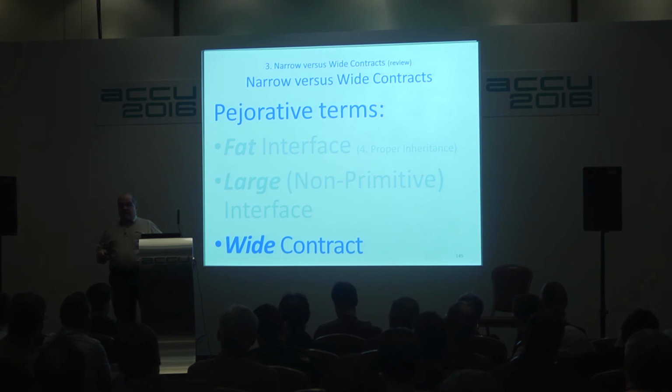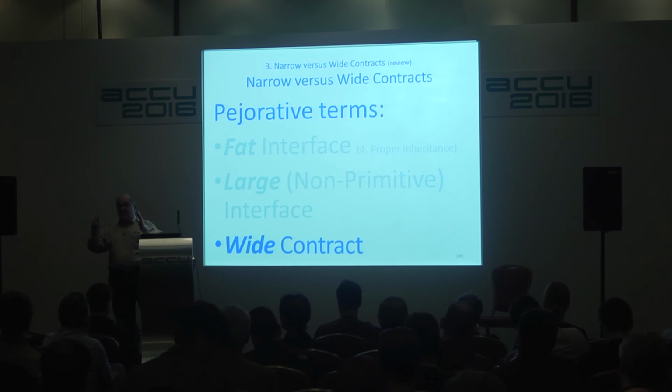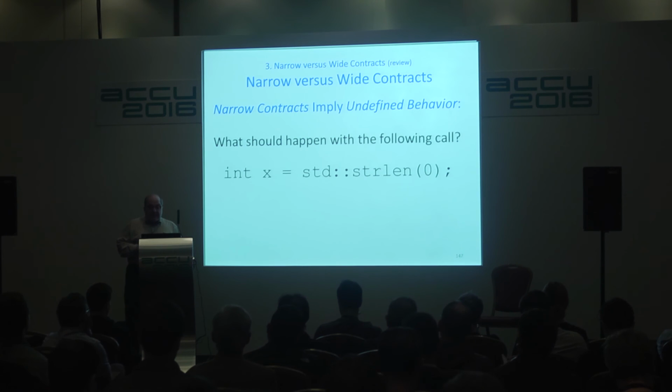The third one is a wide contract. This is a pejorative term. Wide, I say it because people like everything to be handled. Now, Jim, I think, would be in favor, if it could happen, that every contract would be wide, and you would know what would happen no matter what you passed in, whether it was unaligned memory or who knows. It would do something, and you would know what it is. I can appreciate that desire, but that's not C++. So, C++ has narrow contracts.